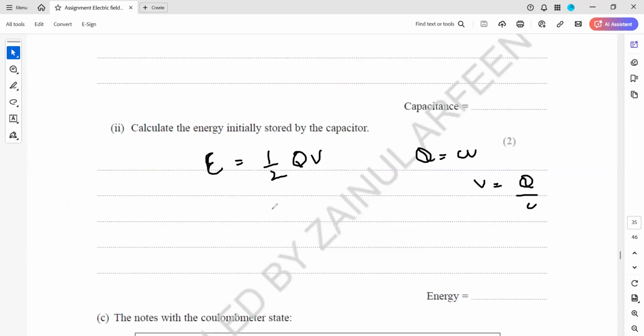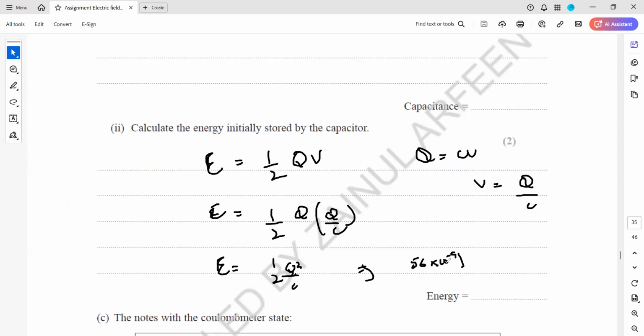So if I substitute here, it will be half Q over C. So the energy stored in the capacitor will be half Q squared by C. So we just substitute: Q is the maximum charge, 56 times 10 to the power minus 9, squared, divided by 2.